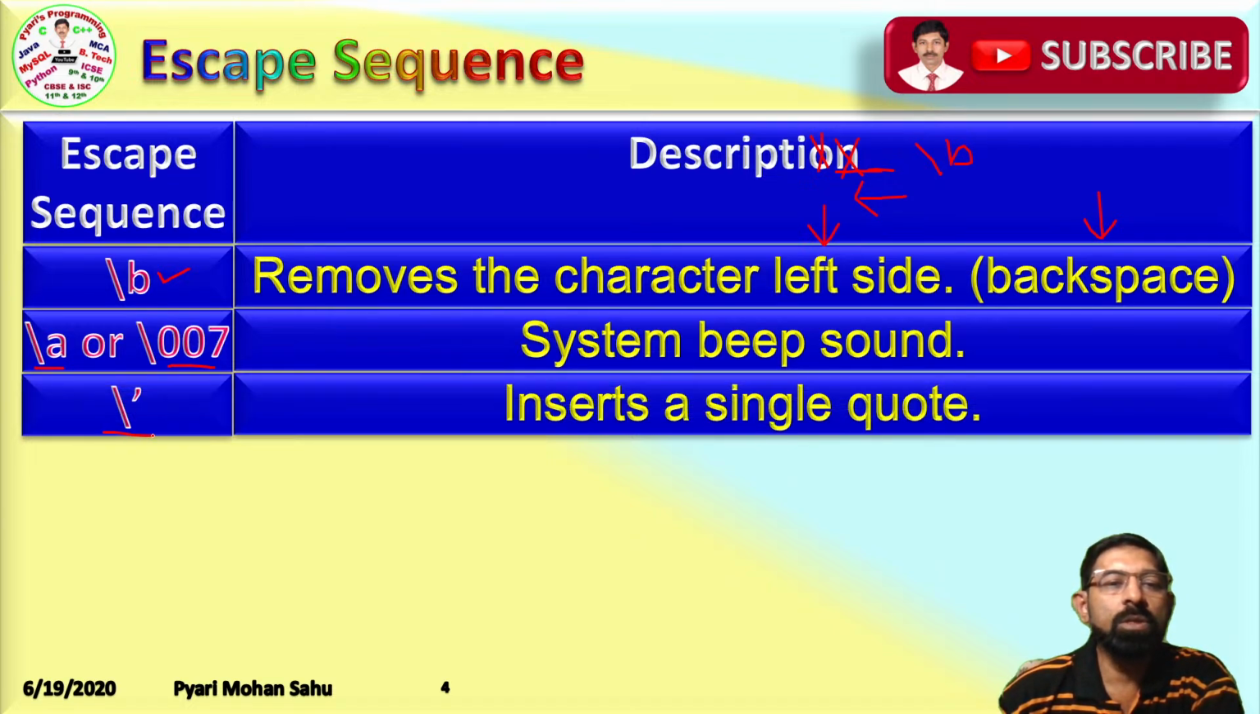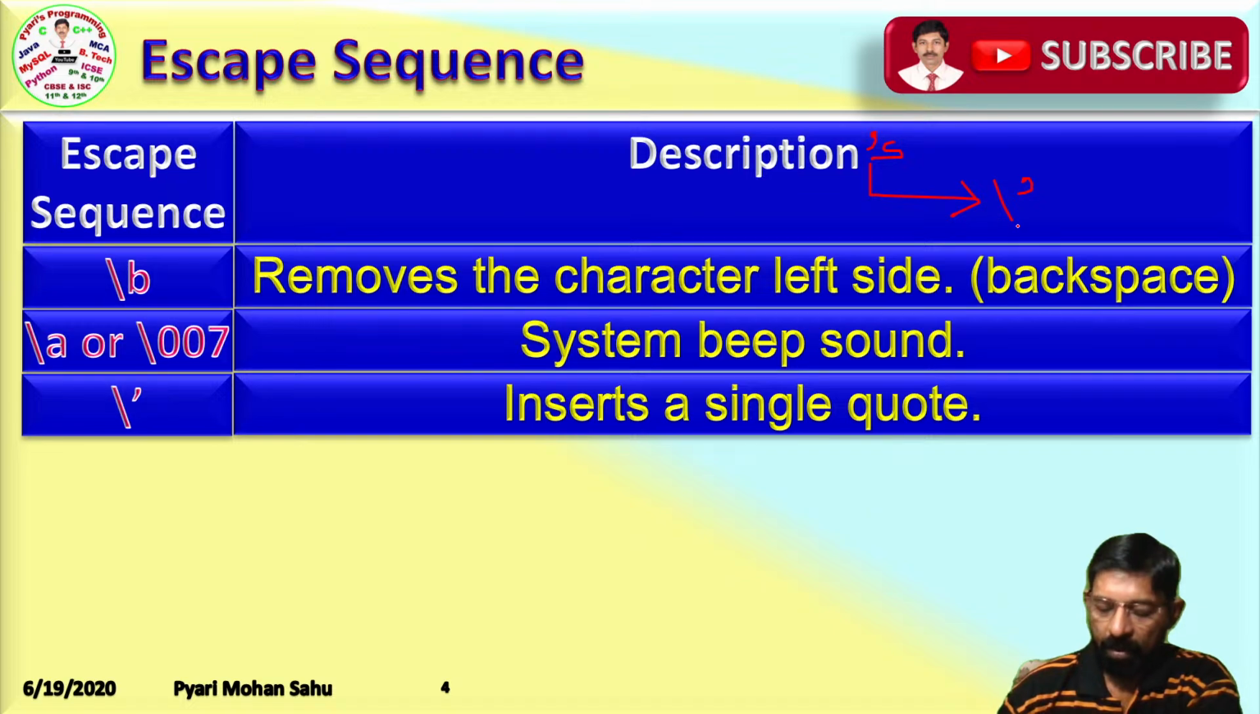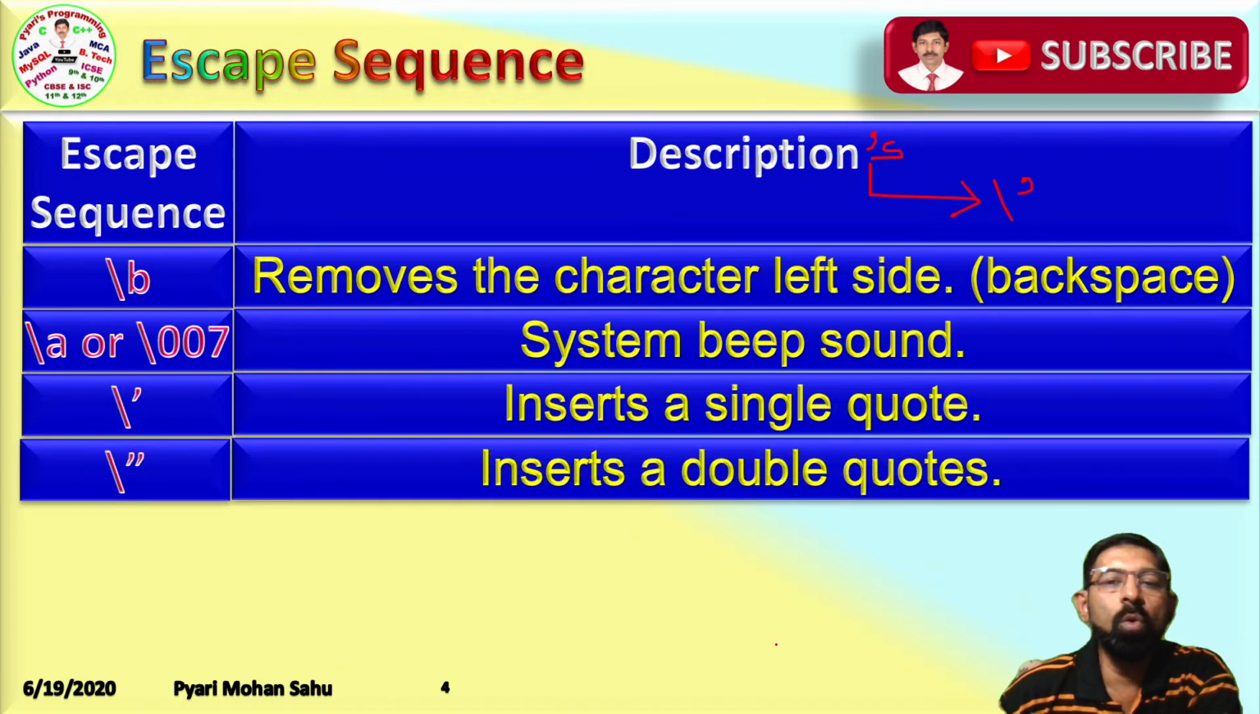Backslash single quote is used to insert a single quote in our output. Suppose I want to display Ramesh's description, with the apostrophe s. This apostrophe can be given with the help of backslash and single quote. Backslash double quote is used to put double quotes in our output. How? Like this. If I want to display my output like this, where the double quote should come in the output, then in the display statement I should use backslash.